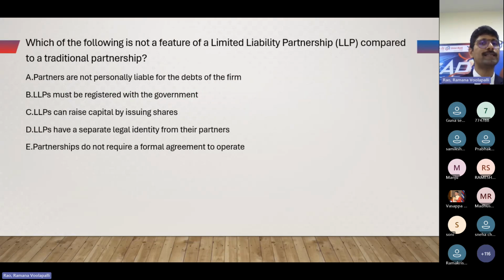Which one of the following is not a feature of limited liability partnership compared to traditional partnership? Which one of them is not a feature of a limited liability partnership? Which is not a feature?